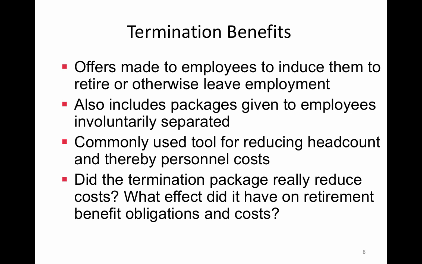Typically, these involve sometimes a cash inducement, but most of the time they have something to do with the post-employment benefits, the pensions and OPEB that the employees receive. So typically you might see something like, we'll give you the full credit you normally would get if you retired at 65. We'll give it to you. You can be as young as 62 and still get the full package. You don't have to wait until 65 to get all of your benefits.